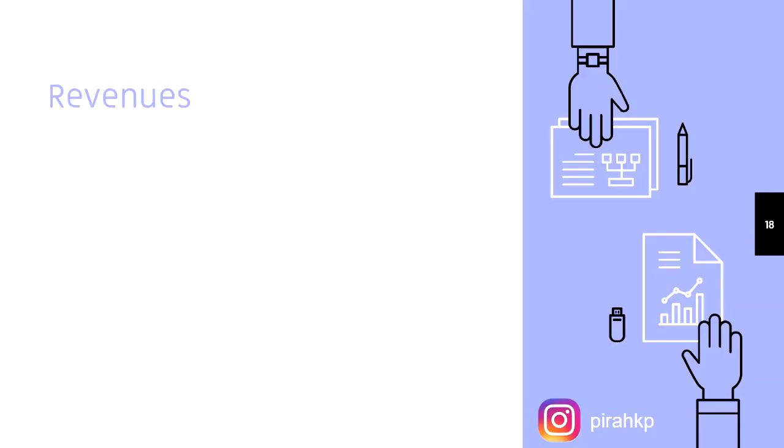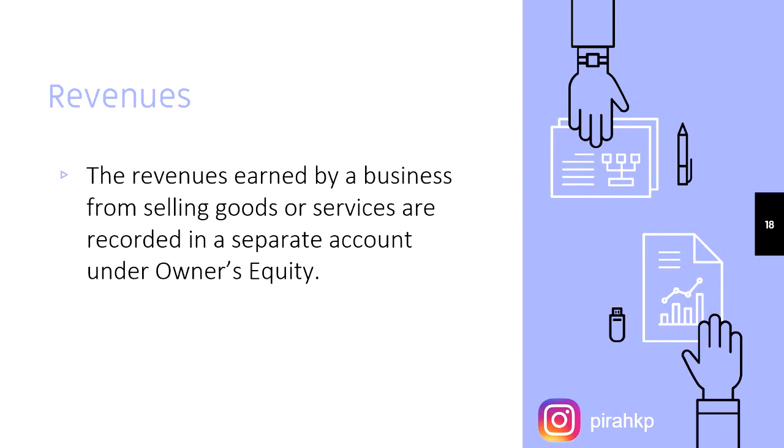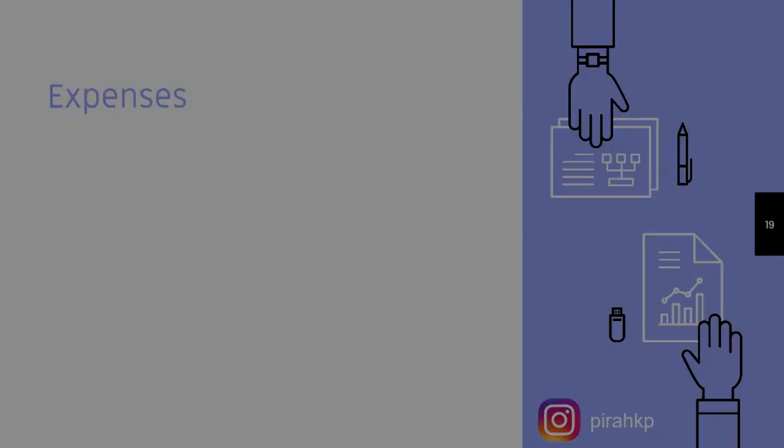Next is revenues. Alright, so what are revenues? Revenues is what a business earns from selling goods or services. These are recorded in a separate account under owner's equity and these are called revenues. And they are added to the owner's equity.